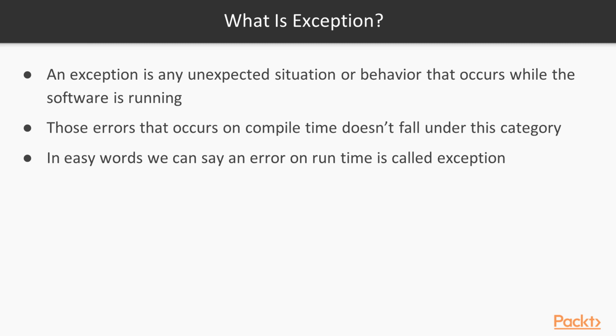Now let's go through the theory of exception handling. So what is an exception? An exception is any unexpected situation or behavior that occurs while the software is running. Those errors that occur on compile time don't fall under this category. In easy words, we can say an error on the runtime is called an exception.